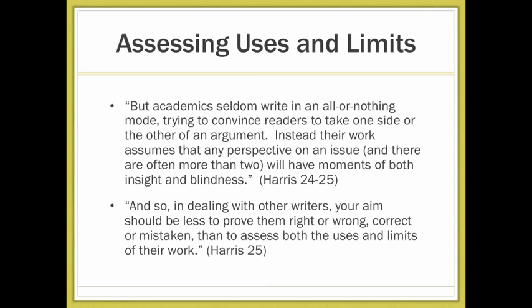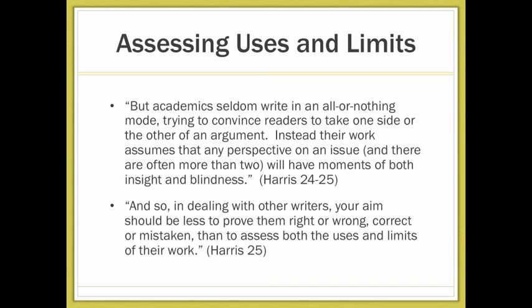Harris then also points out that in so doing, in dealing with other writers, your aim should be less to prove them right or wrong, correct or mistaken, than to assess both the uses and limits of their work. Harris calls his readers intellectuals, encouraging his writing students to think like intellectuals, avoiding simplistic ideas, broad oppositions and arguments, or polemic. In other words, an intellectual avoids making simple either it's this or it's that kind of arguments in favor of arguments that offer a more substantial look at opposing concepts and terms.